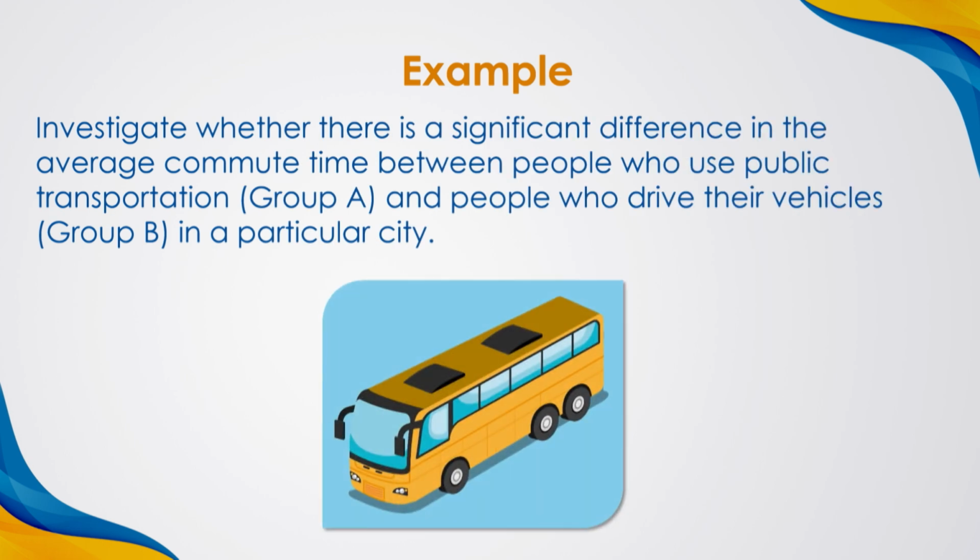For example, investigate whether there is a significant difference in the average commute time between people who use public transportation, group A, and people who drive their vehicle. It is considered as group B in a particular city.